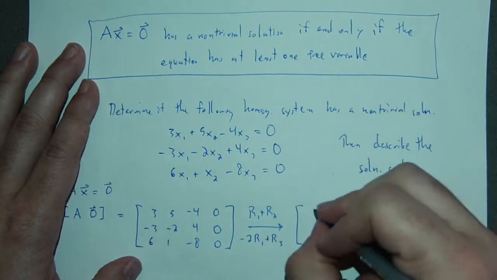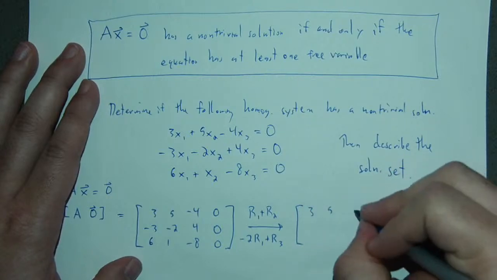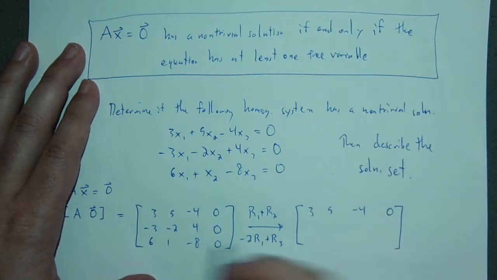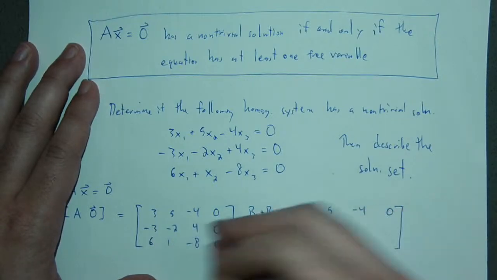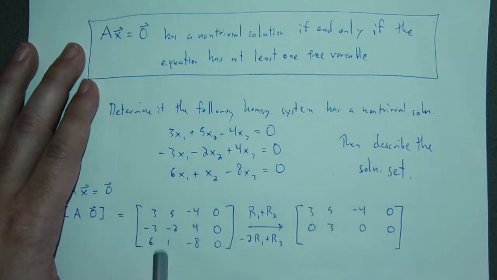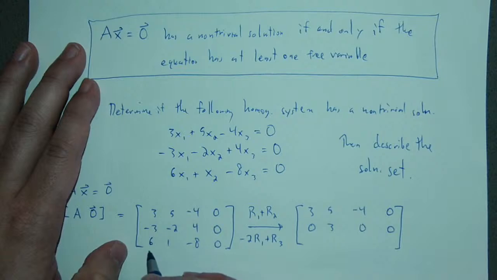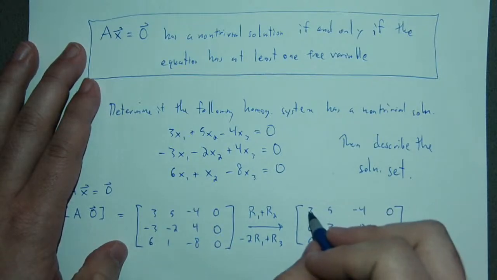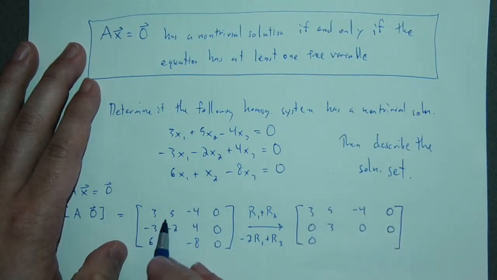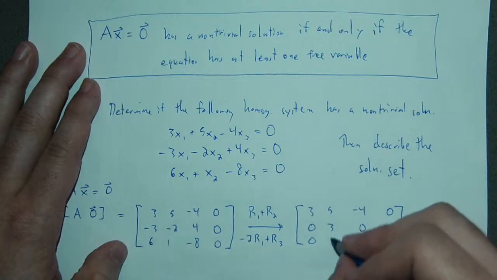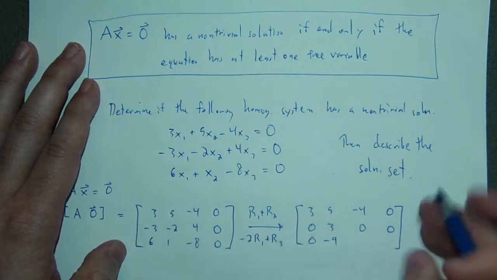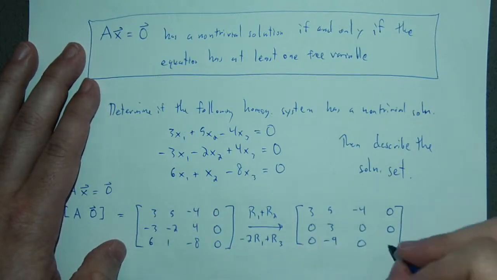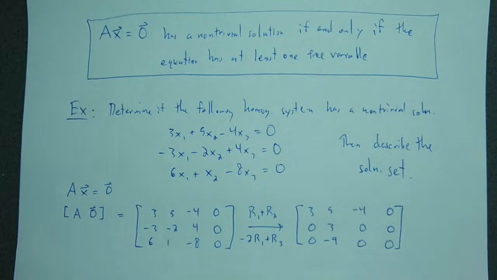Row 1 is unchanged by these two things. So it's 3, 5, minus 4, 0. Row 2, I'm just adding these two rows, replacing row 2. So this is 0, 3, 0, 0. And then lastly, minus 2 times row 1 plus row 3, replacing row 3. I get minus 2 times 3 is minus 6, plus 6 is 0. Minus 2 times 5 is minus 10, plus 1 is minus 9. Minus 2 times minus 4 is 8, plus minus 8 is 0. And that operation on 0 just also yields 0.